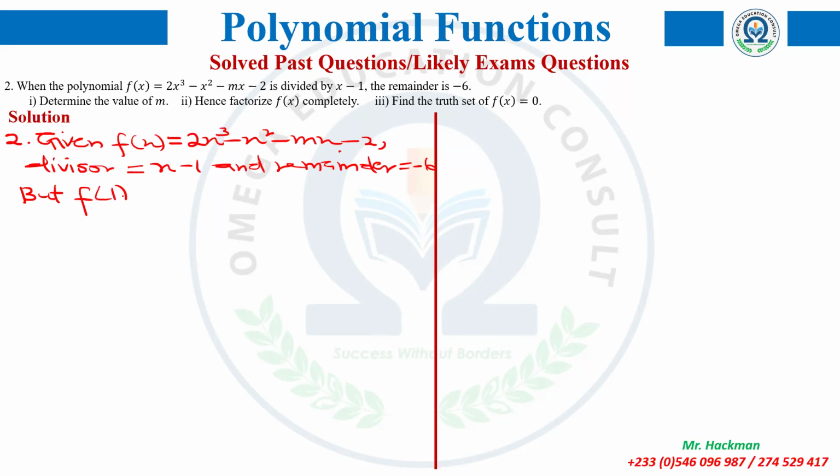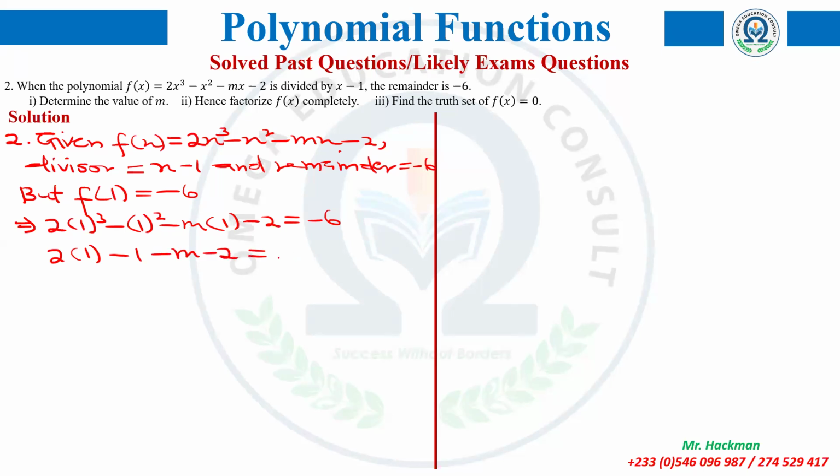Very good. f of 1 is equal to what? -6. Okay, so at this point, what is your f of 1? Wherever you see x in f of x, it becomes 1. So it will be 2 into 1 cubed, minus 1 squared, minus m into 1, minus 2 should be equal to -6. So at this point, you get 2 into 1 cubed, which is 1, minus 1 squared, which is 1, then minus m minus 2 is equal to -6.